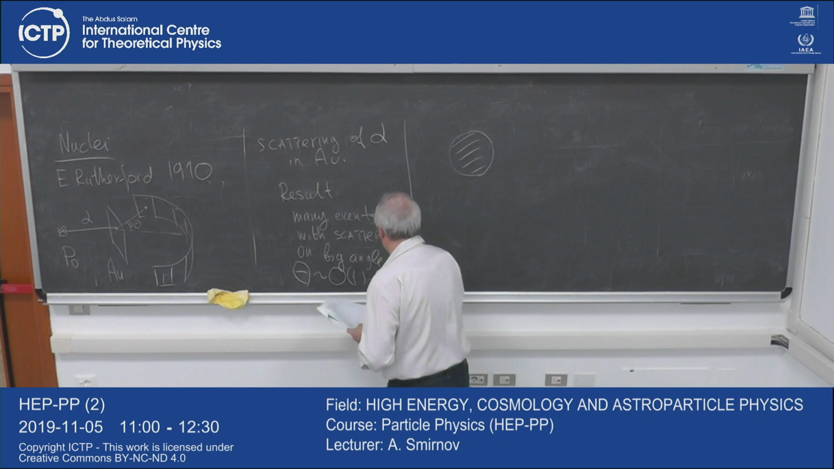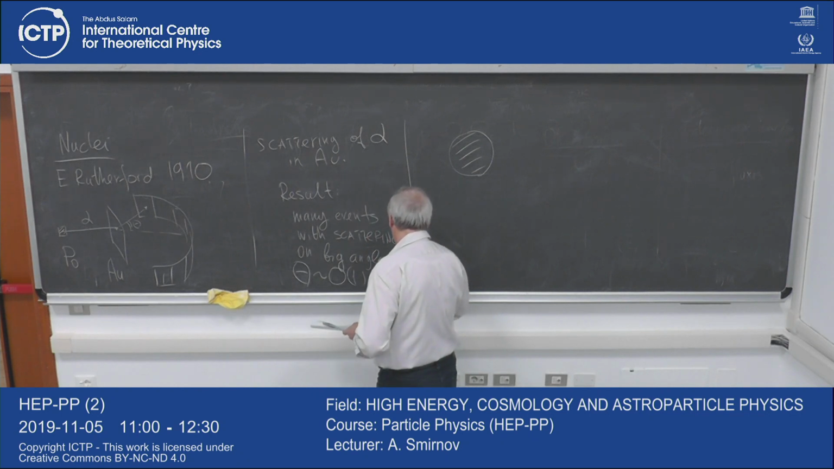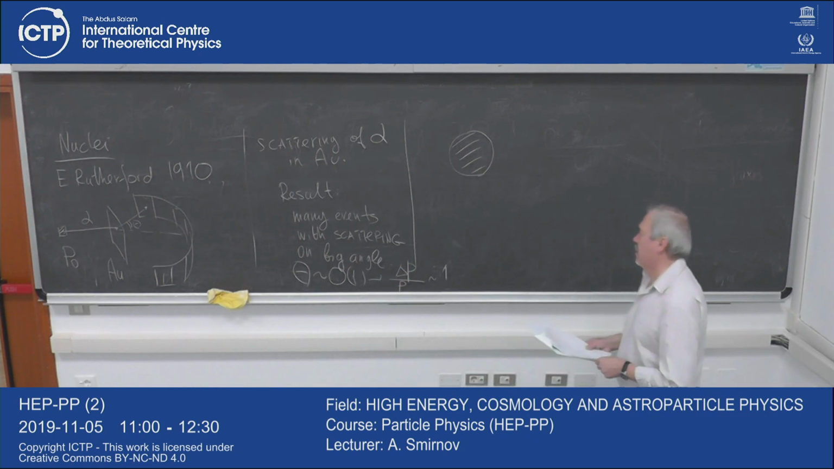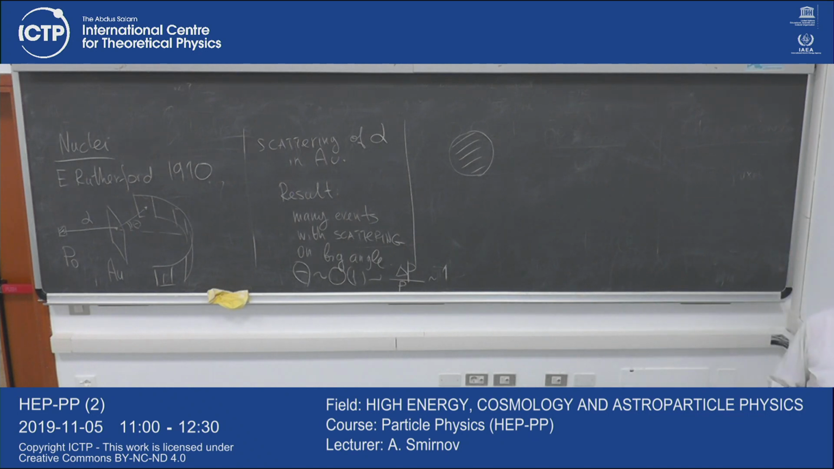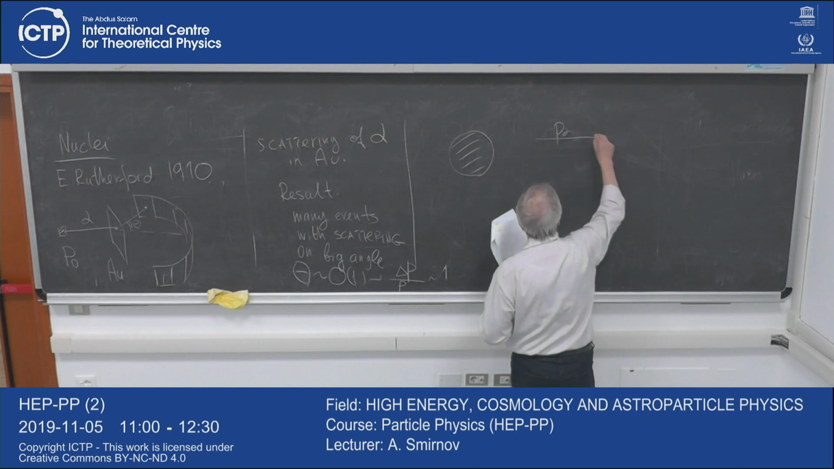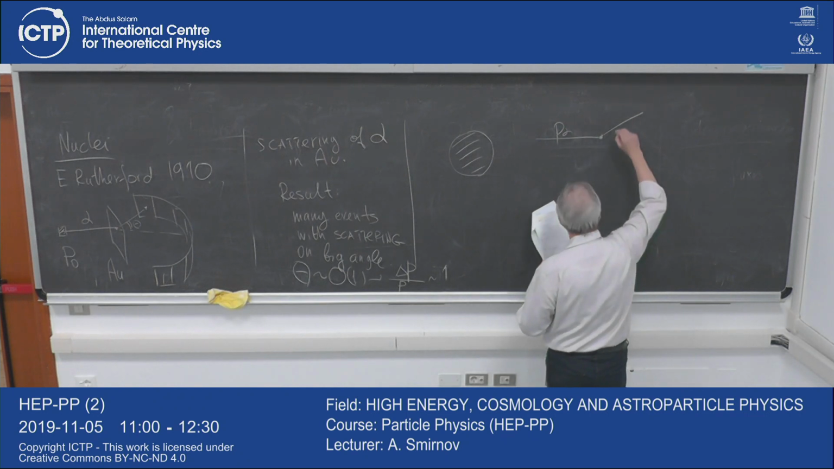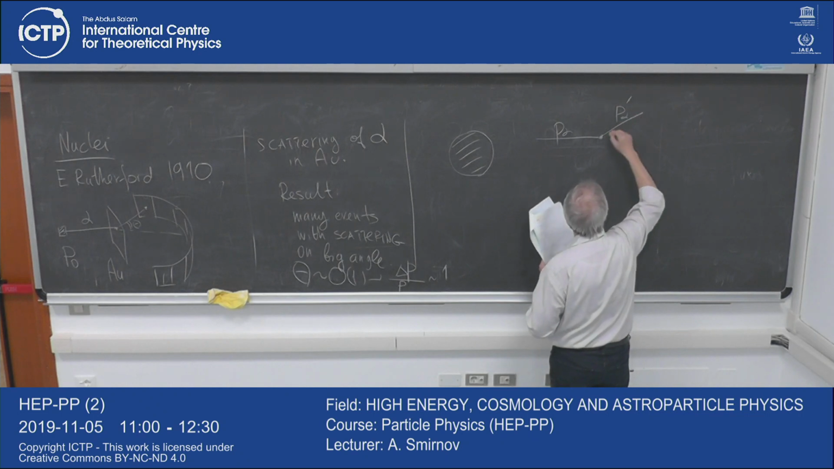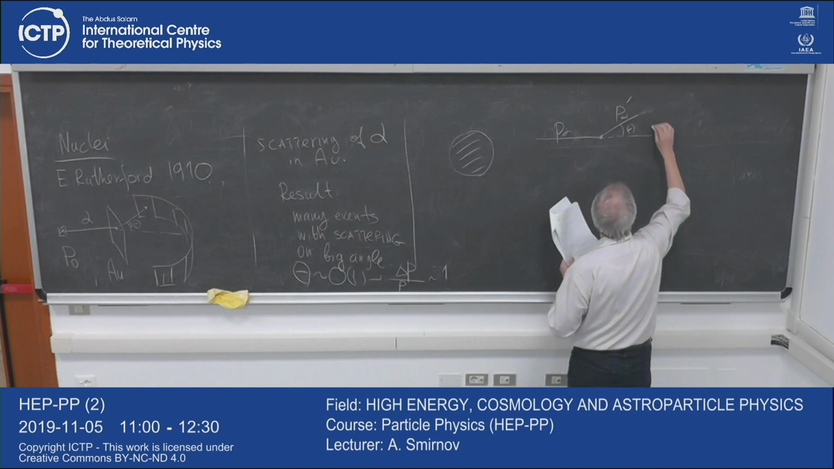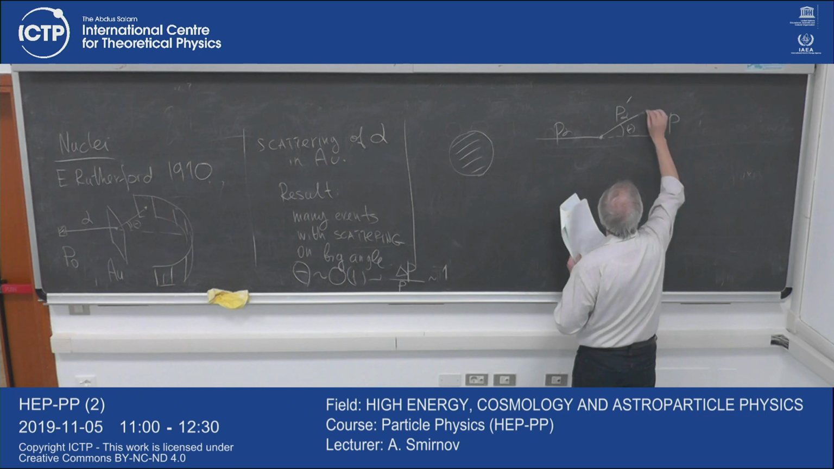This large angle means that delta P, the change of the momentum of the alpha particle over the momentum, is of the order 1. Or the change of the momentum is comparable with the momentum itself. So what we have here: alpha particle in the initial state, then it is P prime, alpha scattered. This is theta, and so this is delta P.